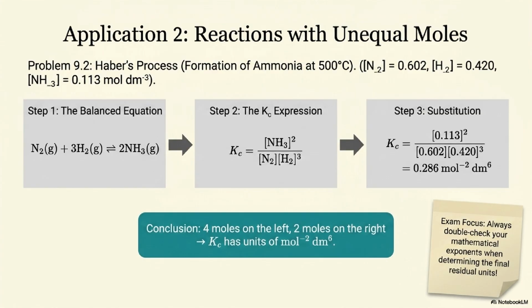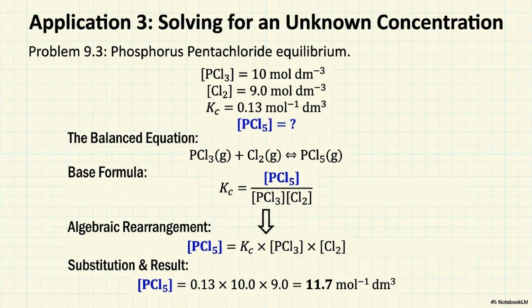Step 1 is the same. Write the expression. Products over reactants. The numerator is just PCl5. The denominator is PCl3 times Cl2. So our equation is Kc equals PCl5 divided by the quantity PCl3 times Cl2. But we can't just plug numbers in yet. We need PCl5 all by itself on one side of the equal sign. We have to rearrange the furniture.